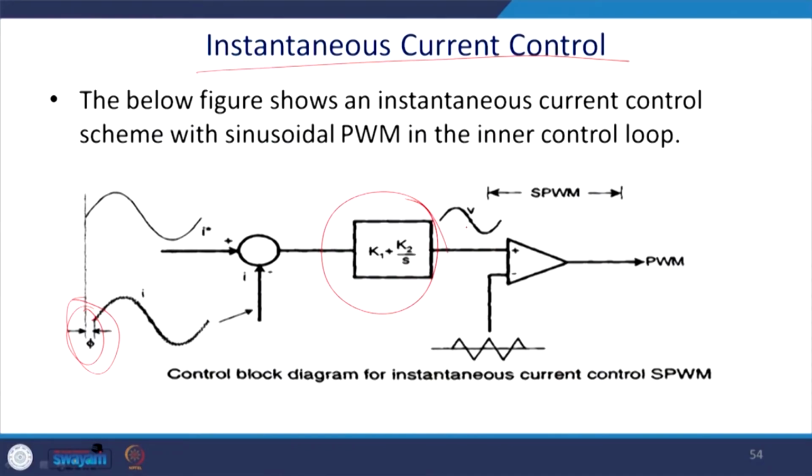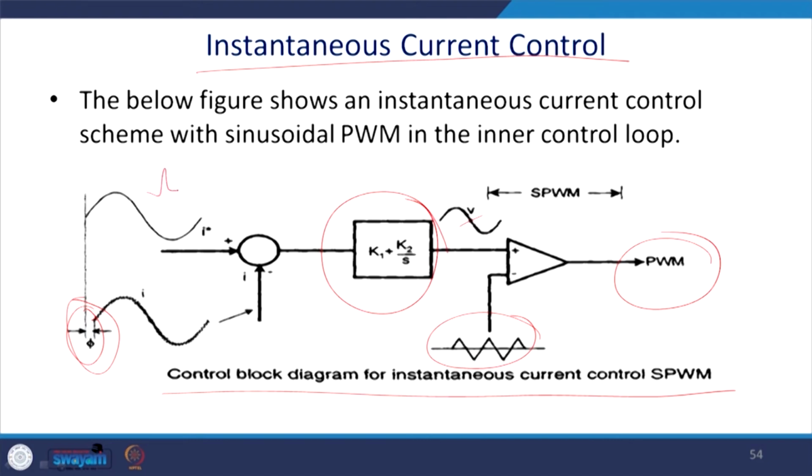This PI controller will be giving you this kind of reference, and ultimately you will put it to the simple op amp for its sine triangle comparison, and that will give you the pulses for the PWM. It can be bipolar or unipolar, which has been discussed earlier, and this is the control block diagram of the instantaneous sine triangle PWM with a closed loop control. This can also be used for shunt active power filter.